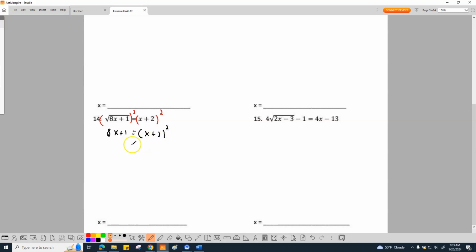What am I going to do next? I'm going to expand my parentheses. I'm going to have an x plus 2 times an x plus 2. I'm going to do x plus 2 times x plus 2 is equal to 8x plus 1. Now remember the goal, you'll see what happens when we do this.